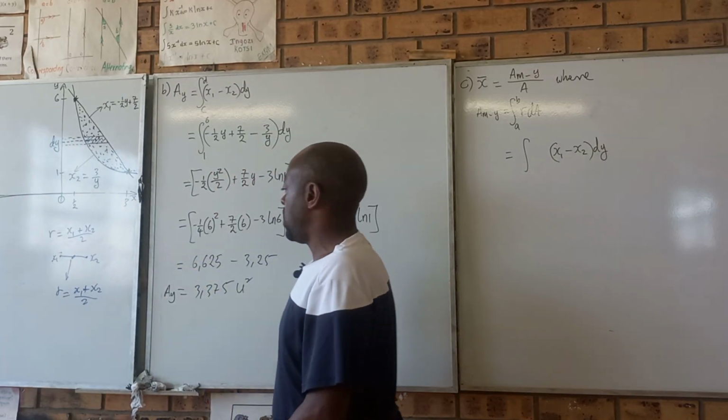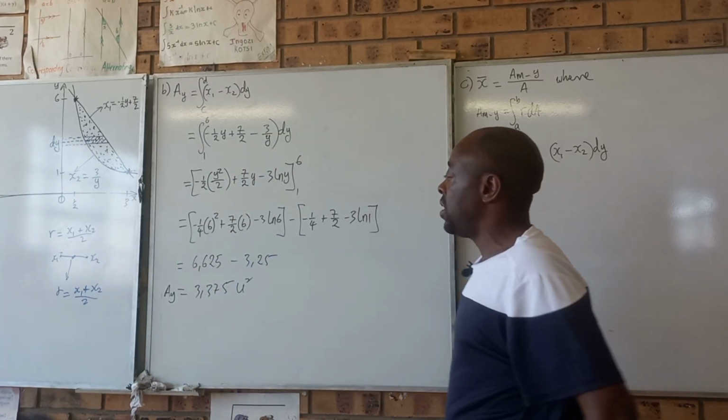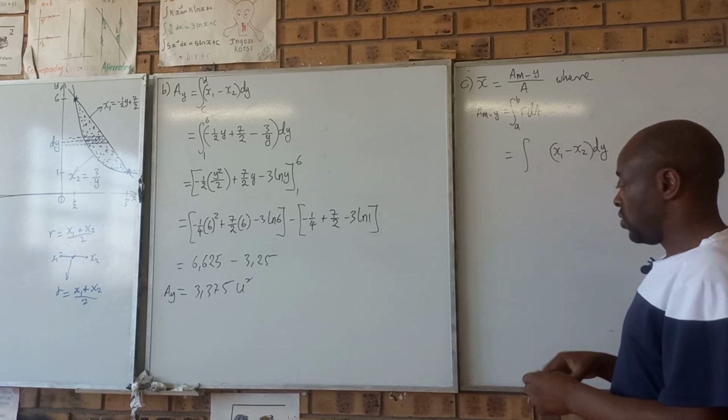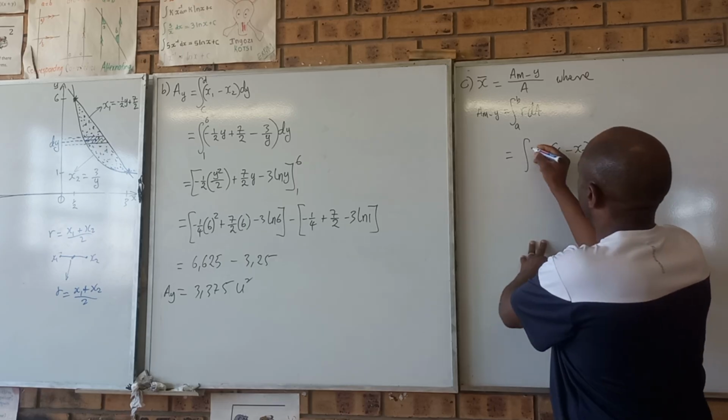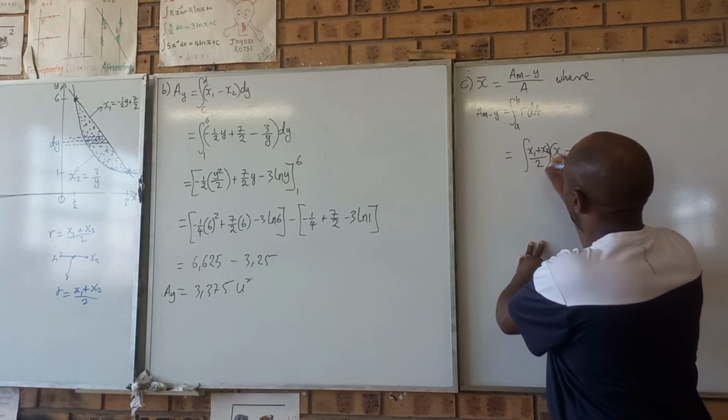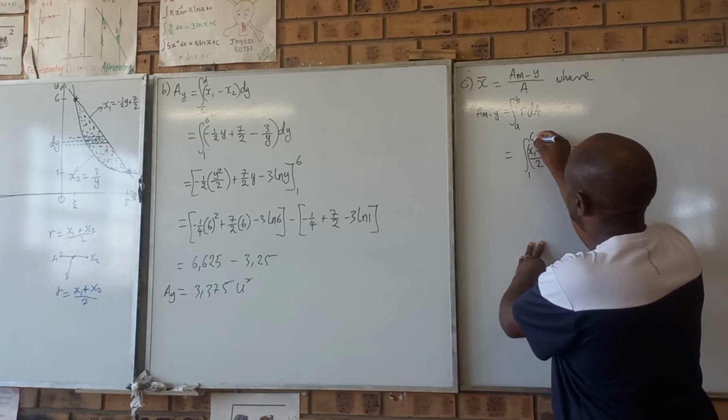So in this particular case, our arrow is x1 plus x2 over 2. If I come back to my diagram, I'll be using x1 plus x2 over 2 in the place of r, from 1 to 6.